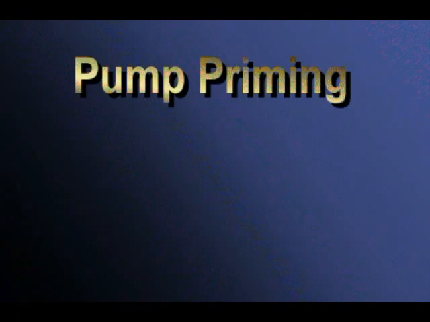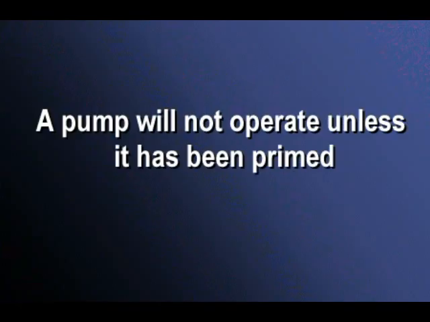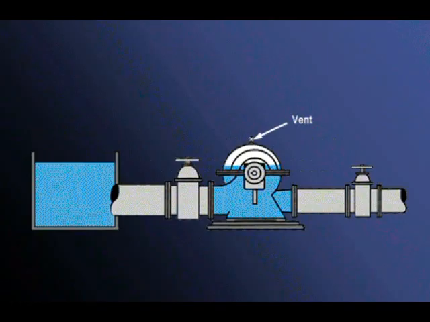The 3 pump startup functions will be examined next. Let's start with pump priming. A pump will not operate unless it has been properly primed. A pump is considered primed when the pump casing and the suction piping are completely filled with liquid. The pump in this diagram is not primed because the pump casing is not completely filled with liquid.